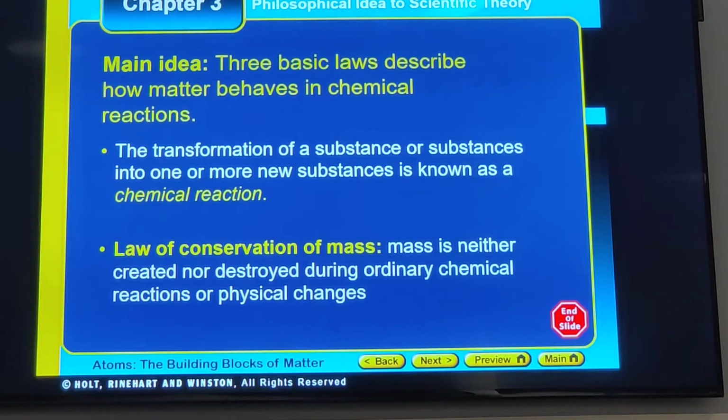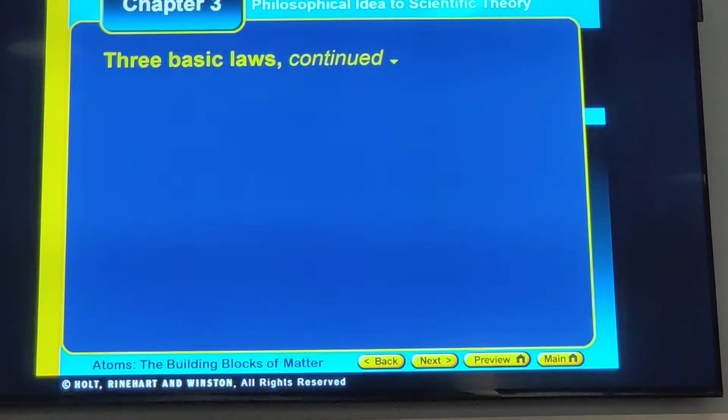So this is going to be true of every ordinary chemical or physical change. Just because I melted ice and made it liquid water doesn't mean I've lost any mass. All the water that was originally there as ice is still there, or if I go the other way around.